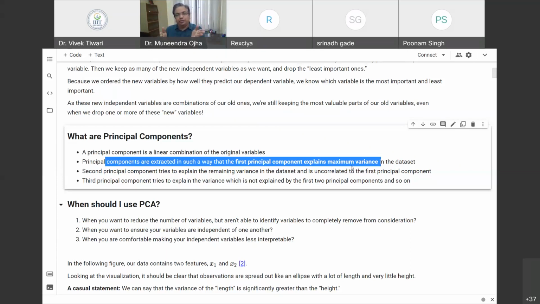So when two components are perpendicular to each other, and I find the third principal component, that is the third dimension, the third axis, which is perpendicular to both the existing first and second. If I can find and visualize the fourth dimension, the fourth principal component will be perpendicular to all three of them.